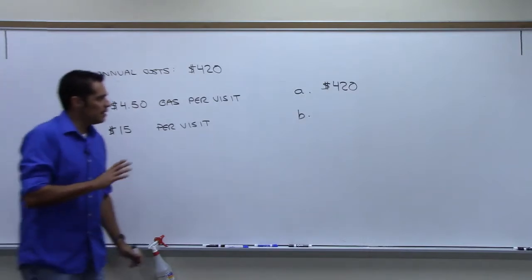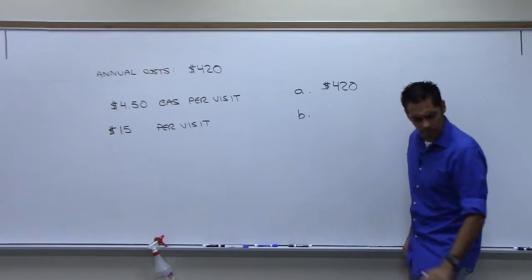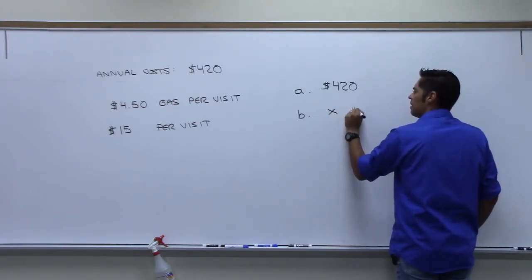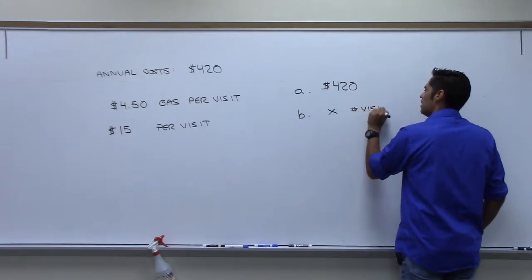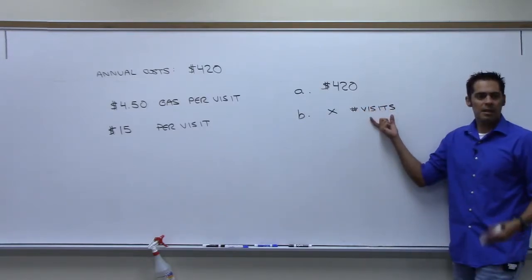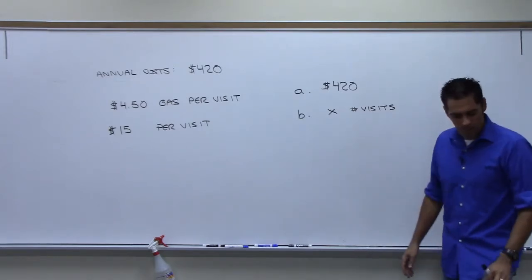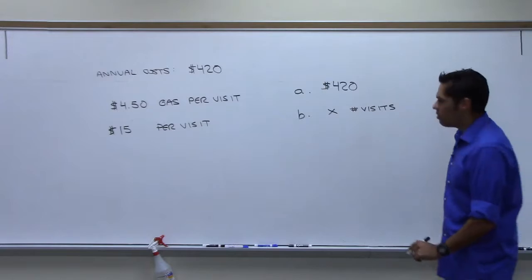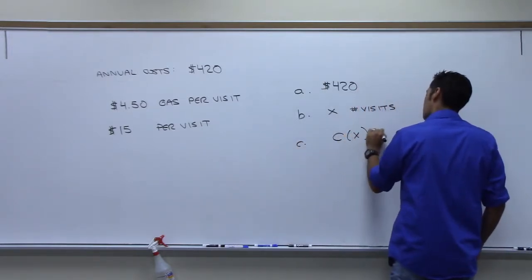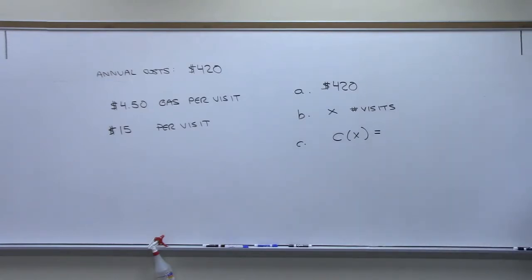So let's actually label this thing as a variable. Can we call it, I think they want us to use x. x is going to be the number of visits. Isn't that the thing that's going to control his cost? How many visits he actually makes is going to be the variable here. And then finally, we can write a cost function. And they want you to write it C of x. Let's see if we can do it.